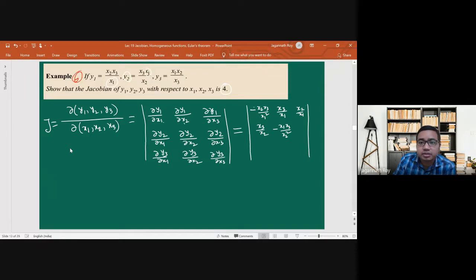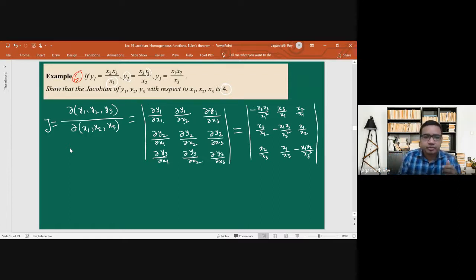Similarly, with respect to x3, this is x1 x2. And this one will become x1 is already there, so this is x2 x3... x2 by x3. Next, with respect to x2, this is x1 by x3, minus x1 x2 by x3 square.